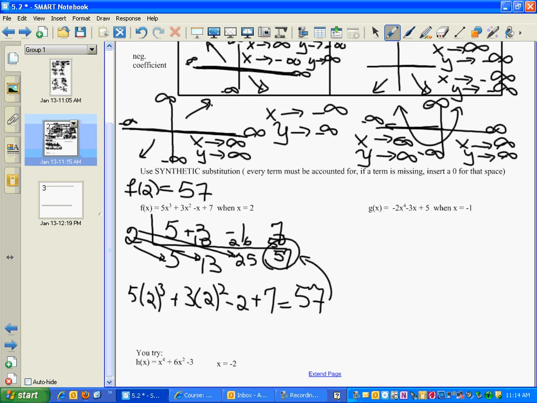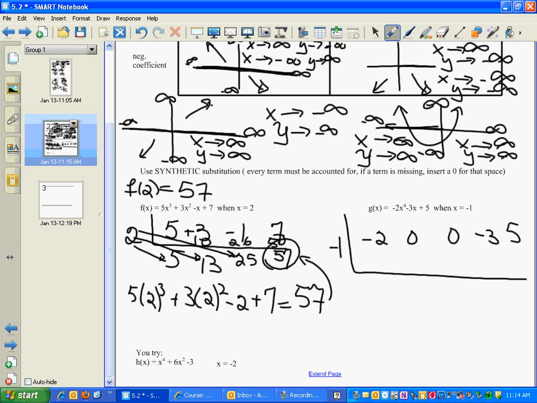Okay, let's try the next one. Is every term accounted for? What terms are missing? The cubic and the quadratic. So the cubic and the quadratic. What do I insert for those places? So, -2, 0, 0, -3, 5. -1 goes on the outside.